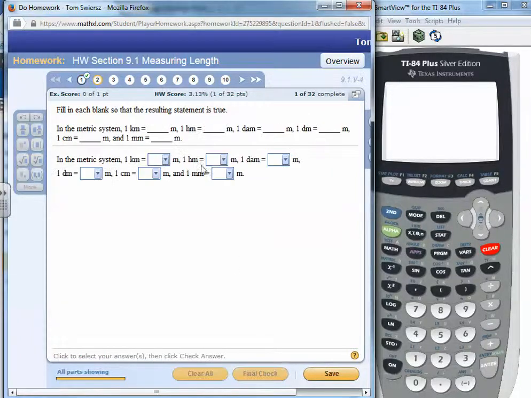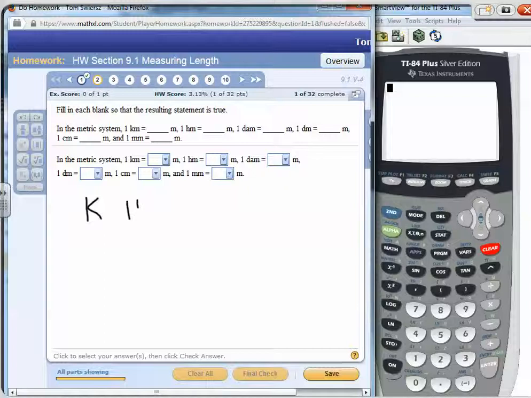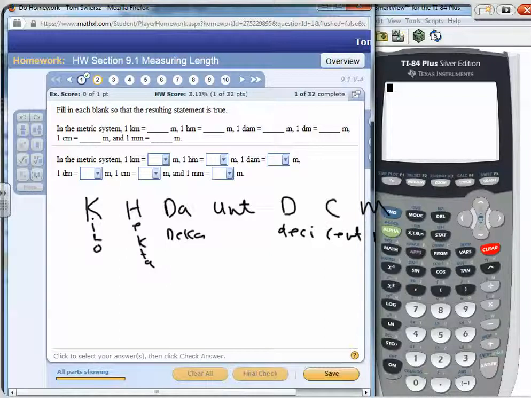All right, let's go to problem number 2. In the metric system, it goes in the order: King Henry died unit drinking chocolate milk. This is kilo, hecta, deca. This is deci, centi, and milli. Okay, this is 1,000 units, 1,000 like meters.